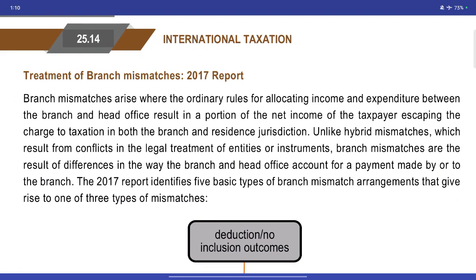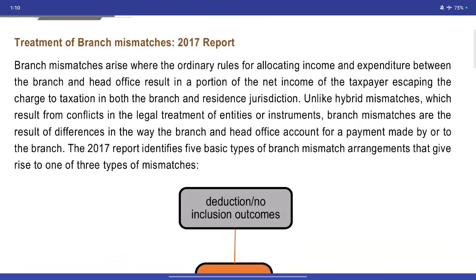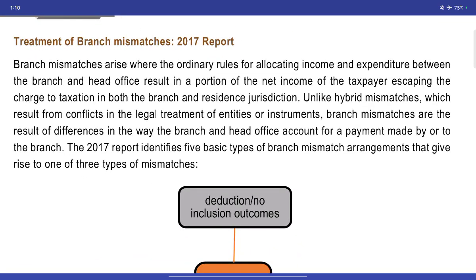Treatment of branch mismatch: the 2017 report. The branch mismatch arises when the ordinary rules of allocating income and expenditure between the branch and the head office result in a portion of the net income of the taxpayer escaping the charge to taxation in both the countries of the branch and the head office. Unlike hybrid mismatch, which is a result of conflicts in legal treatment of entities or instruments, branch mismatches are the result of differences in the way the branch and the head office treat the payments made to the branch.